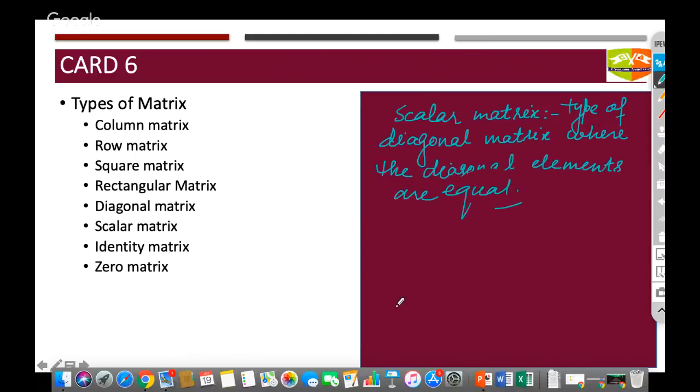Any matrix which you take, suppose I take any 2 into 2 matrix, it will be minus 1, 0, 0, minus 1. Or I can take a 3 into 3 matrix, where this is 3, this is 3, this is 3, and all others are 0. So if in a diagonal matrix the diagonal elements are equal, that comes out to be a scalar matrix.